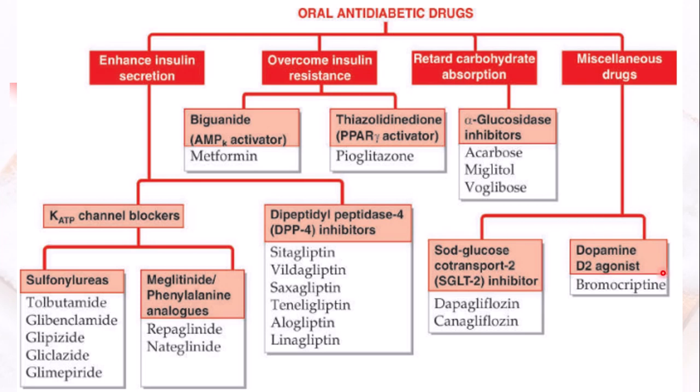Then these other ones, the dopamine 2 agonists. Examples here are bromocriptine and cabergoline. These act via the dopamine D2 receptors to inhibit glucose absorption. Yeah, that is it.